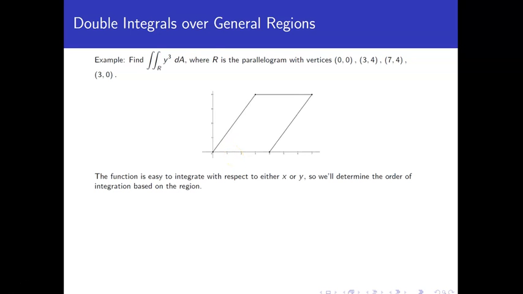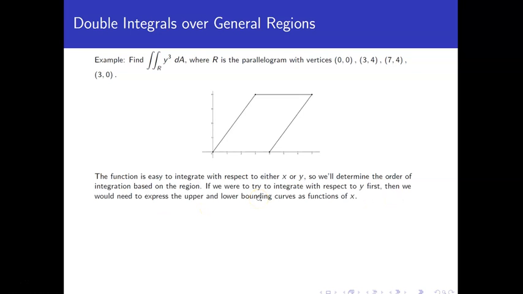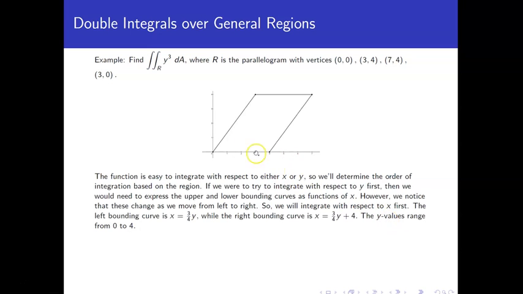So even though this is easy to integrate with respect to x or y first, unlike the previous problem, we're going to determine the order of integration based on the region, and the region is telling us to integrate with respect to x first instead of y. Okay? So this is exactly what I mentioned. If we try to integrate with respect to y first, we notice that those bounding curves in terms of x change as we move from left to right. So instead we'll integrate with respect to x first.